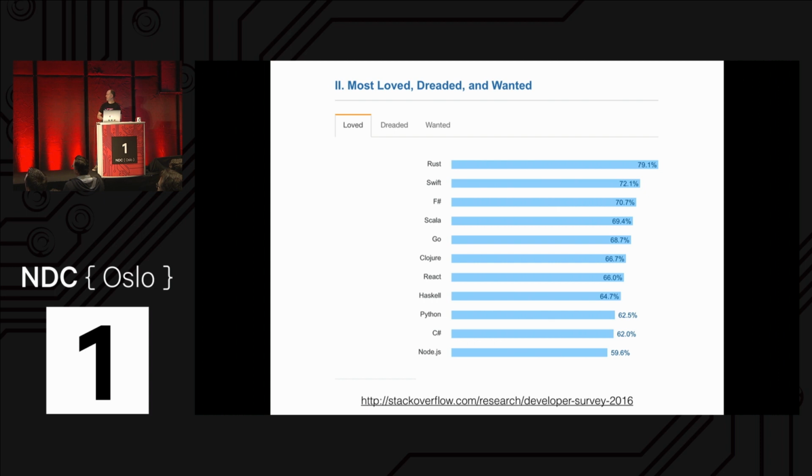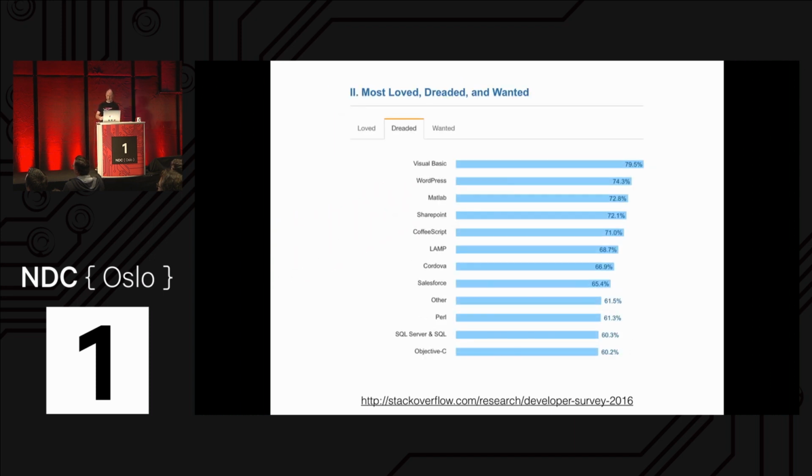F# there is number 3. I'm quite pleased about it. It's one of my favourite languages as well. But what's missing from this list is Objective-C. Where does that come in? Well, there was a most dreaded tab as well on there. And Objective-C is right there at the bottom. I think that says everything you need to know about the developer community's opinion of these two languages, at least the ones that visit Stack Overflow.